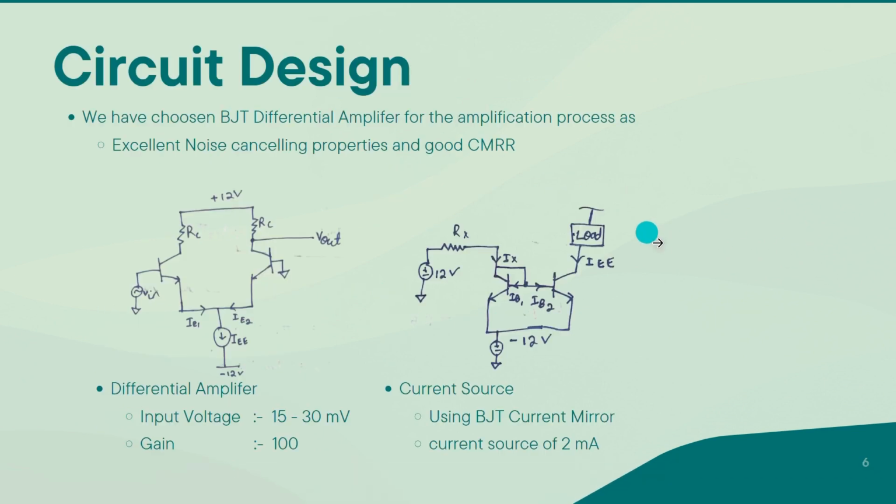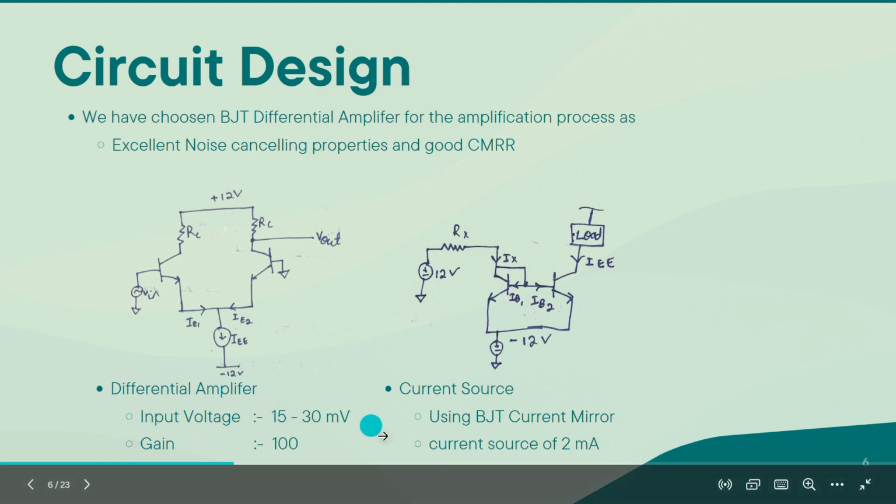Circuit design of the preamplifier. Now let's take a closer look at the preamplifier circuit design. We have used a BJT based differential amplifier and a current mirror for the constant current source. We use a negative 12 volt supply for the current mirror. This ensures a constant current flow through the differential circuit.